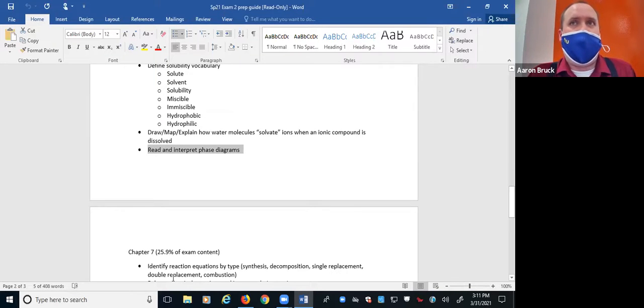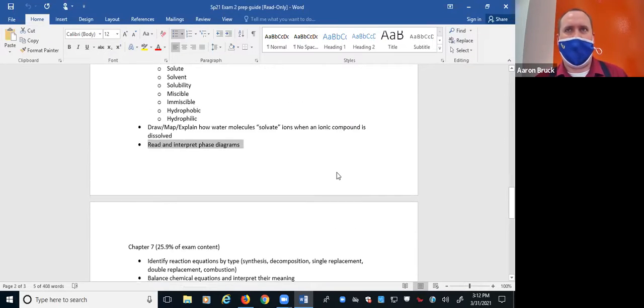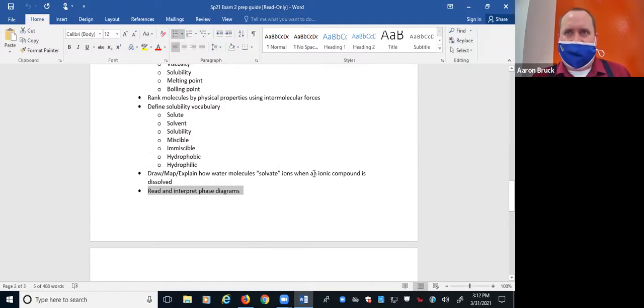And really all that you could be asked of those is similar to what you saw in the quiz. Can you tell me which region the solid region is? Can you tell me which region the liquid region is? If I give you a phase diagram and point to a spot on the diagram, can you tell me what phase of matter to expect? That's about as far as our interpretation of phase diagrams would end up going. So that would be on the multiple choice. More than likely, yes.